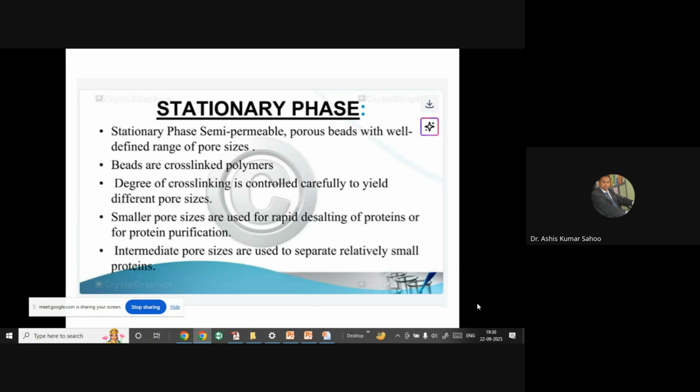porous beads with a well-defined range of pore size. Beads are cross-linked polymers. The degree of cross-linking is controlled carefully to give different pore sizes. Smaller pore sizes are used for rapid desalting of proteins or protein purification. Intermediate pore sizes are used to separate small molecules. So these are some characteristics of the stationary phase in size exclusion chromatography.